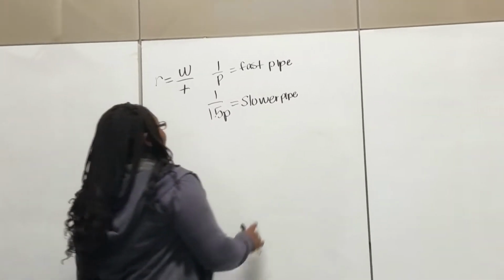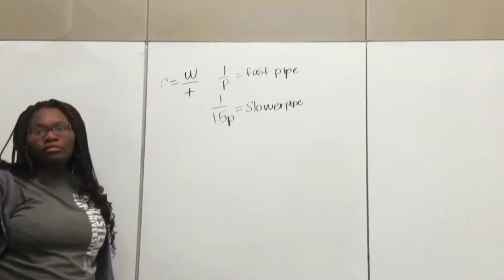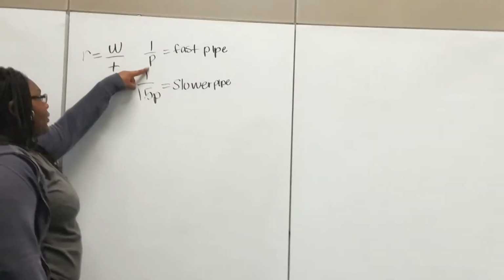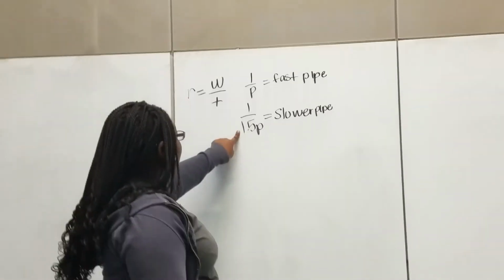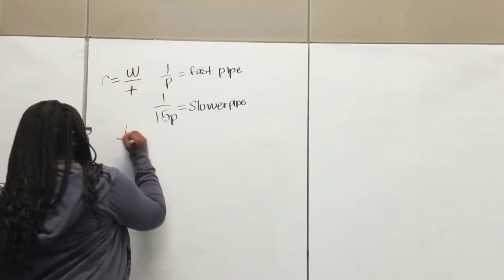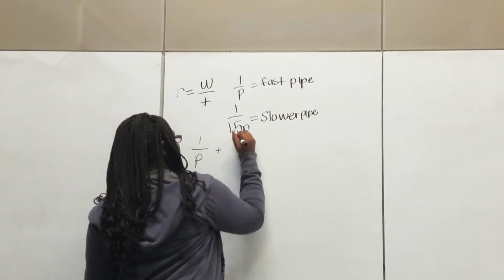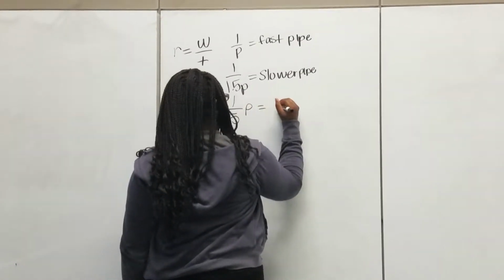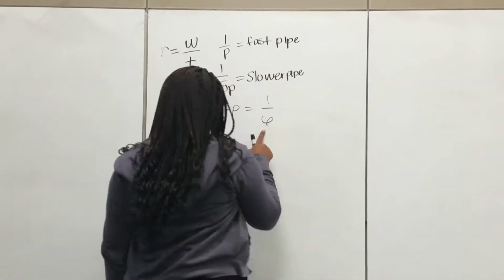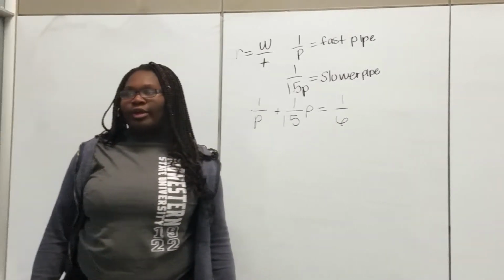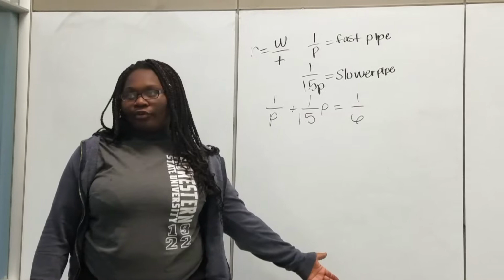So that means 1 over P plus 1 over 1.5P equals 1 over 6, because they're 6 hours. Now we are going to solve for P.